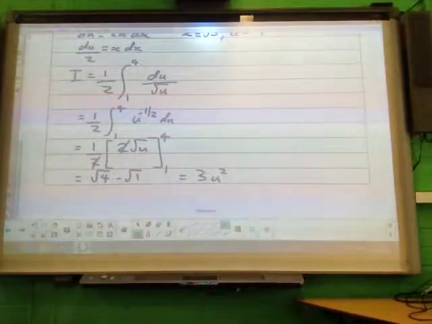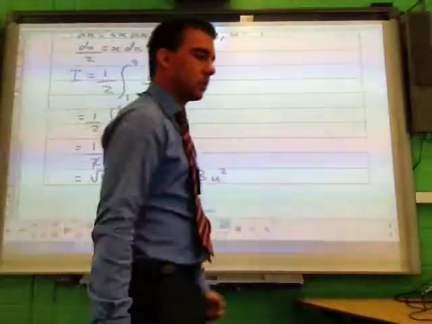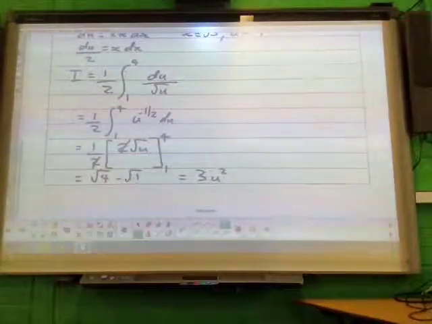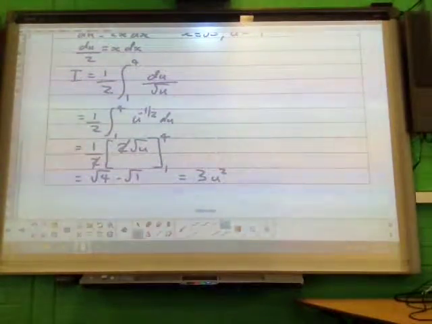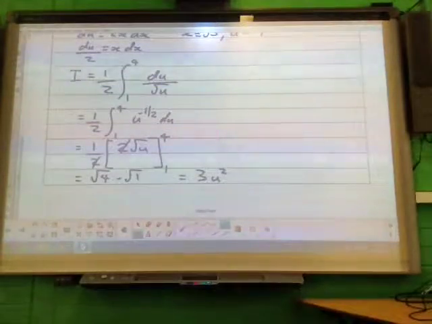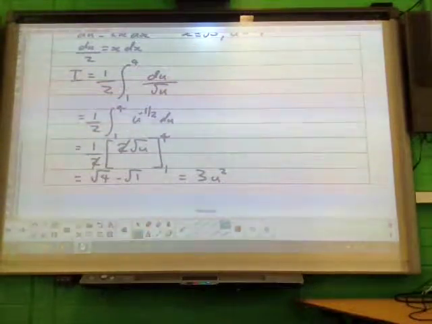Right, so that covers definite integrals. So exercises 310 and 311 in the integration chapter.